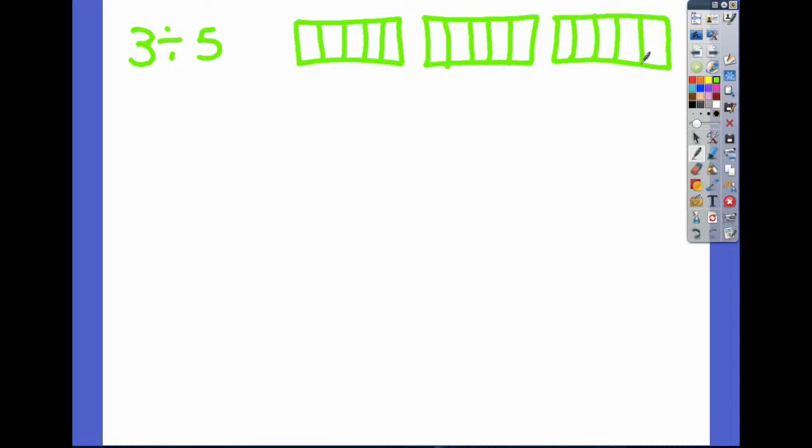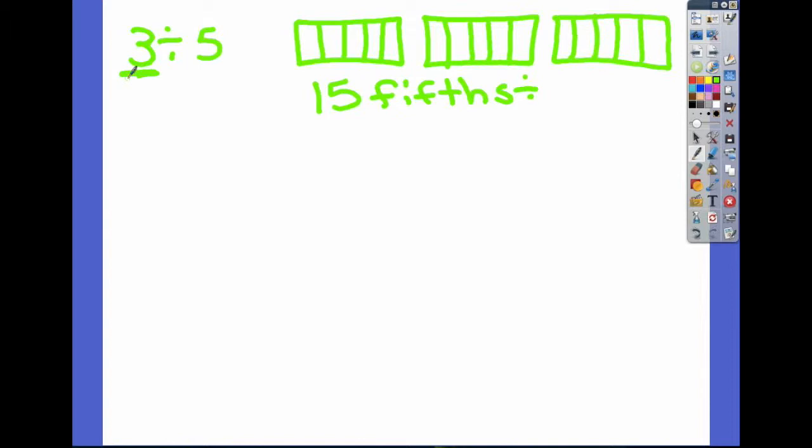Okay, and each one of these is worth how much? How much is each of these little boxes worth? If I were to color in one right now, how much would it be worth? A fifth. So how many total fifths do I have? So I have 15 fifths. So in this case, 3 is the same as 15 fifths. You see how that works? So I don't need the 3 anymore because I now have 15 fifths.